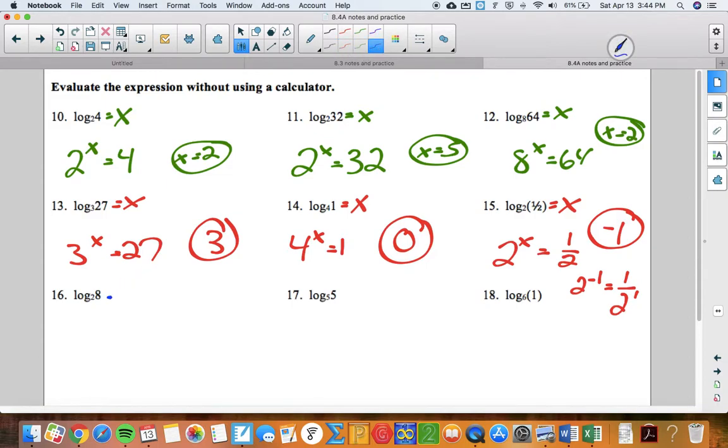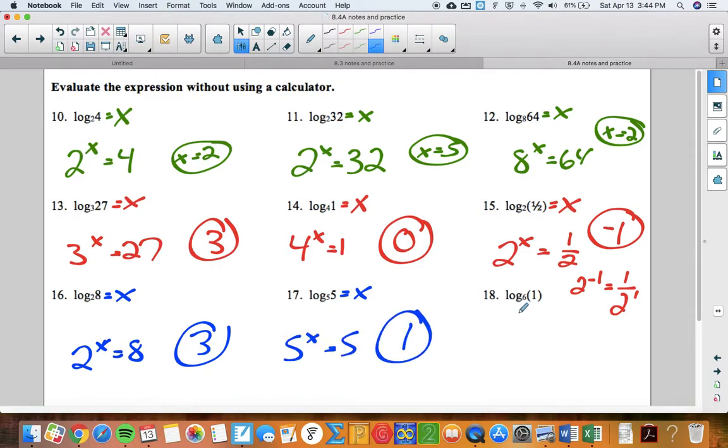2 to the what equals 8, so x has to equal 3. 5 to the what equals 5, it has to be 1. And then 6 to the what, ooh, I put a 0 there. 6 to the what equals 1. It has to be 0. There we go.